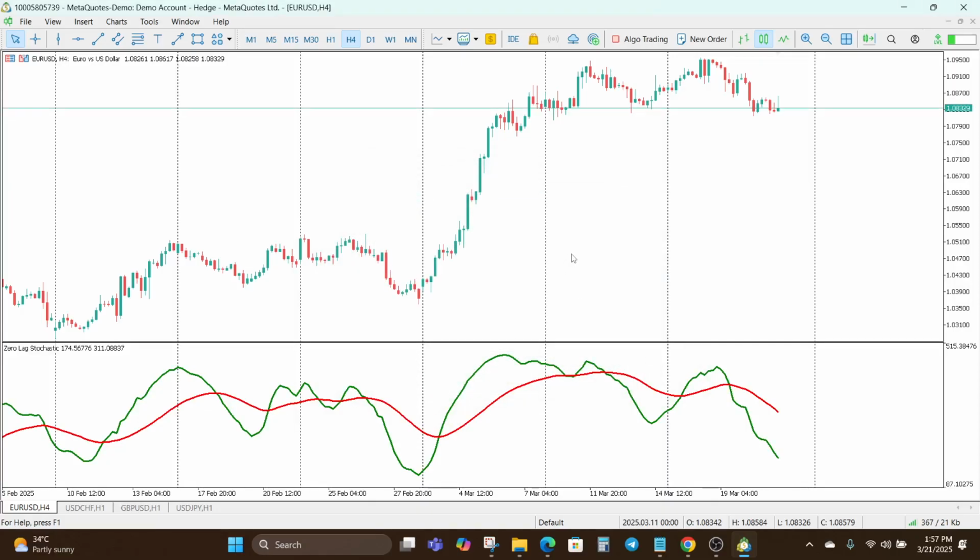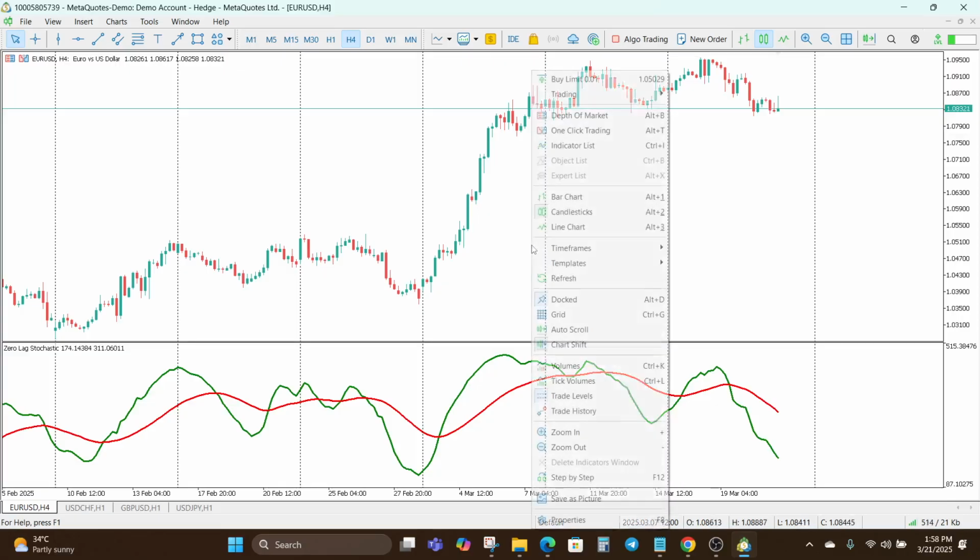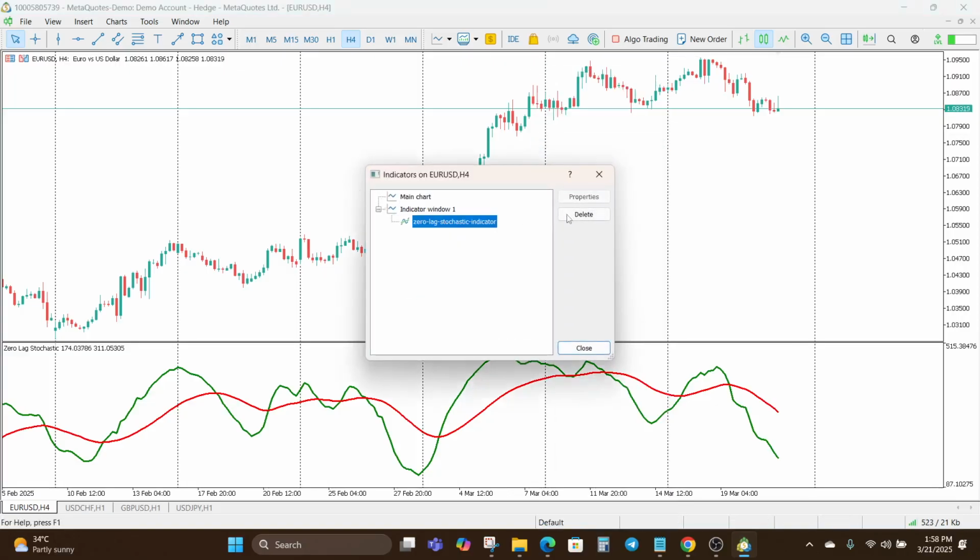All right, now the zero lag stochastic is an improved version of the traditional stochastic oscillator, and it is designed to eliminate lagging signals and provide real-time market insights, right? So unlike standard stochastic indicators that sometimes react too slowly, this tool offers quicker responses to price movements, helping traders identify potential trend reversals, overbought and oversold levels, and entry and exit points.